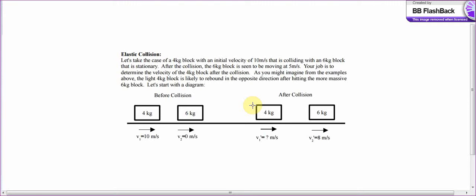Let's take the case of a 4 kilogram block with an initial velocity of 10 meters per second that is colliding with a 6 kilogram block that is stationary. After the collision, the 6 kilogram block is seen to be moving at 5 meters per second. Your job is to determine the velocity of the 4 kilogram block after the collision. Final velocity. Solving for this after they collide somewhere right here.